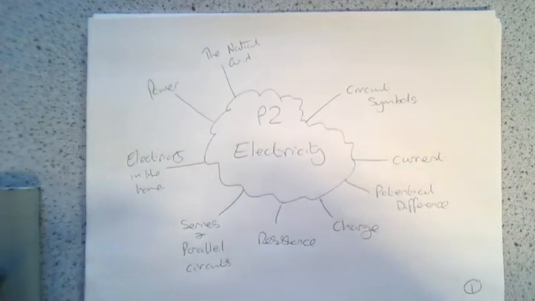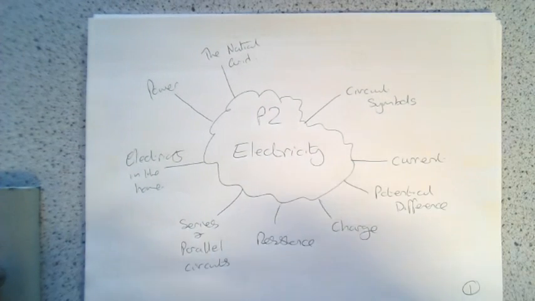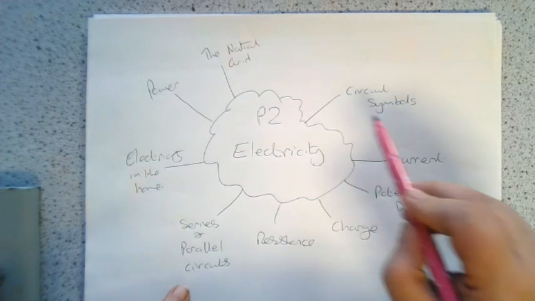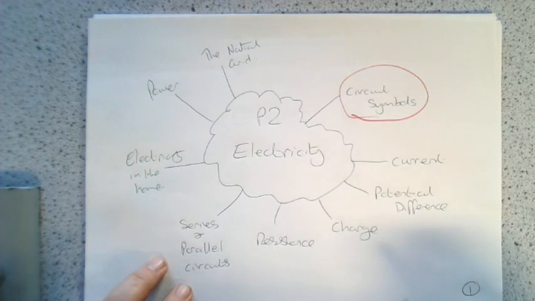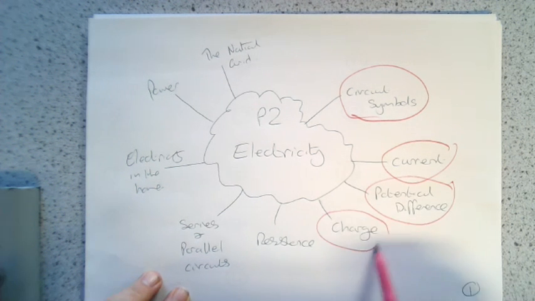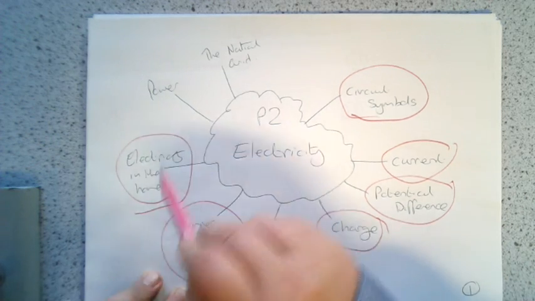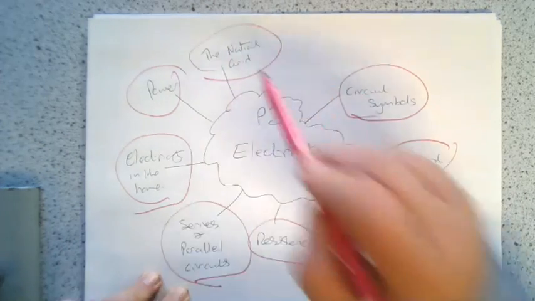Okay, ladies and gentlemen, let's come back and go through electricity. Okay, right, let me just quickly go through what's in the electricity module. Circuit symbols, 14 of them. We're quickly going to look at those. We need to know what current, potential differences, charge, resistance, series and parallel circuits, electricity in the home, come back to power, and then the national grid.